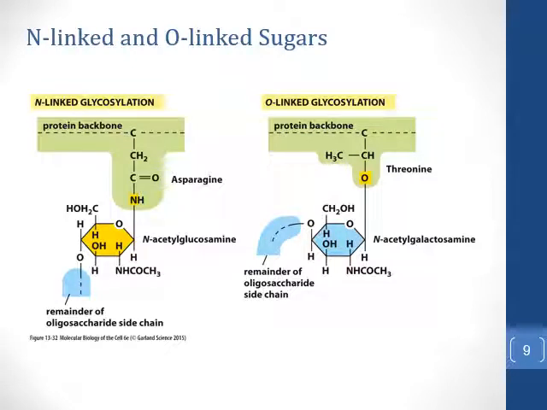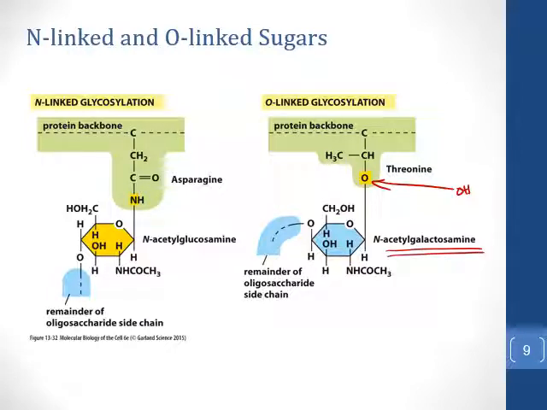We can see that on this slide. We'll start again with our O-linked sugars. There's a threonine, so that terminal started out as a hydroxyl group, and we're going to add a sugar to it. In this case, the specific sugar that we're adding is N-acetyl-galactosamine.